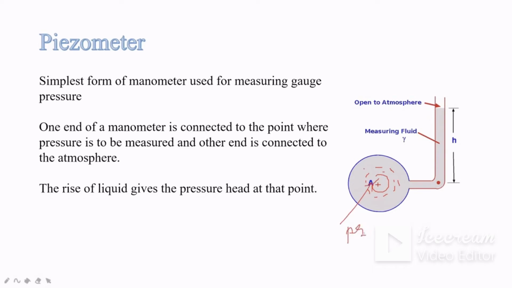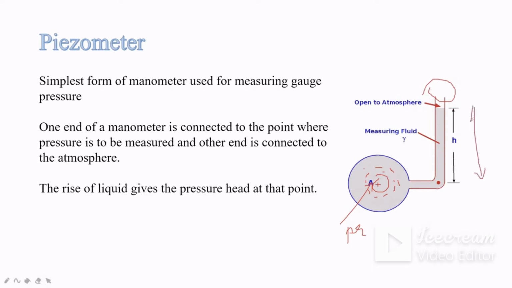Okay, where the pressure is to be measured. So this is the point A. This is the manometer. One end of the manometer is connected to the point where pressure is to be measured, at A, and the other end is connected to the atmosphere. So here it is open to the atmosphere. The rise of liquid gives the pressure at that point. So how much rise? So H.